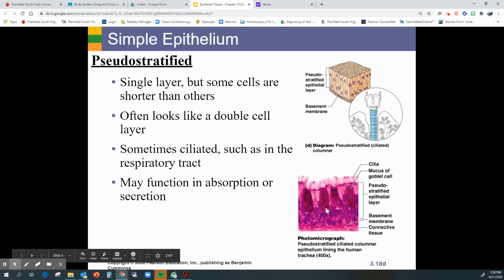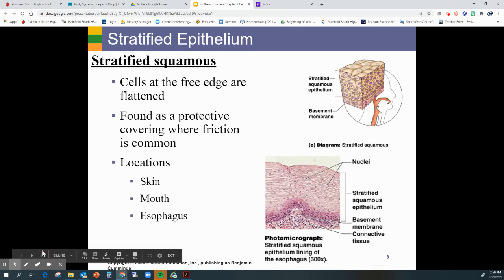Right, pseudostratified, we've got multiple heights of cells. Nuclei are in a couple different places. So you can see these are all nuclei. There's nuclei up here a little bit further, but it's still one layer. Stratified squamous, all right, this is a good picture of that. So you can see multiple layers of cells, basement membrane along the bottom here, all right, and you can see they're a different shape here at the bottom than they are further up.